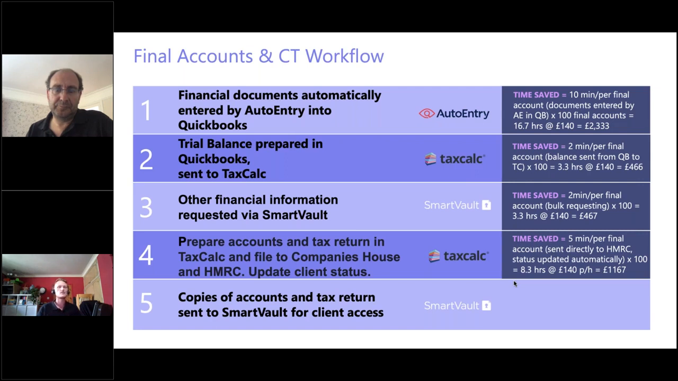Again, we haven't factored that in, so you can even send journals back to QuickBooks Online. Then the collection of any other supplementary documents from SmartVault. Then your internal processing of your tax, your accounts to Companies House and HMRC. And we arrive at another healthy figure of 31.6 hours or £4,424.